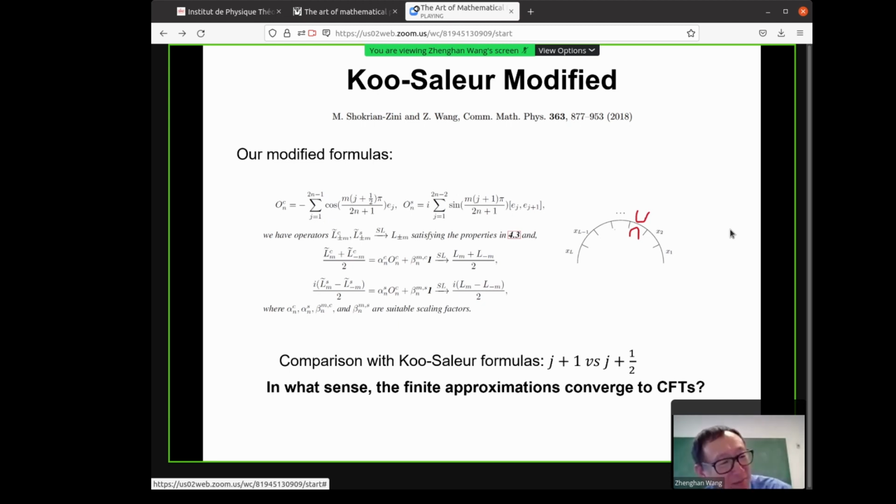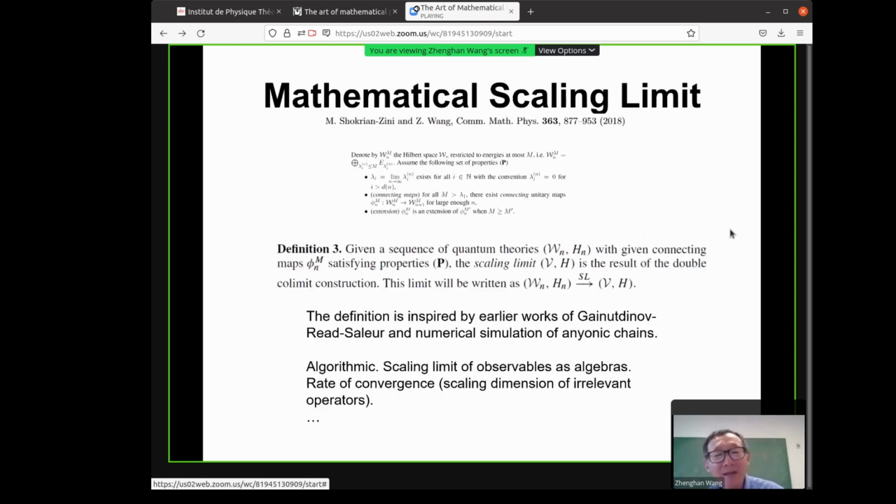So that's basically how I ran into this famous Koo-Saleur formula. And now, as a mathematician, I want to do everything mathematically. So we want to ask in what sense this finite approximation really converges to conformal field theories. And so my student and I tried to come up with a mathematical definition, and it's more or less just a mathematical formalization of something earlier done by Azad, Nick, and Hubert in some of their papers on spin chains.